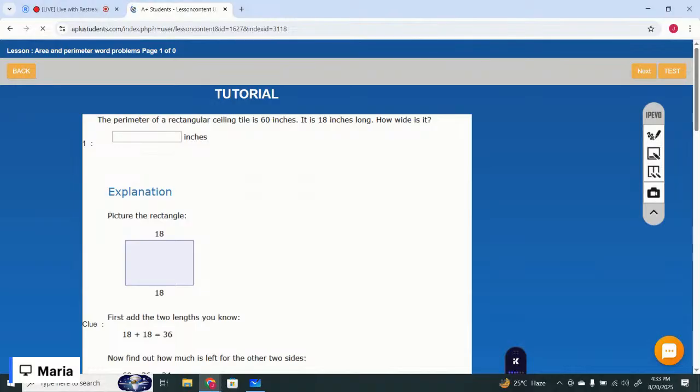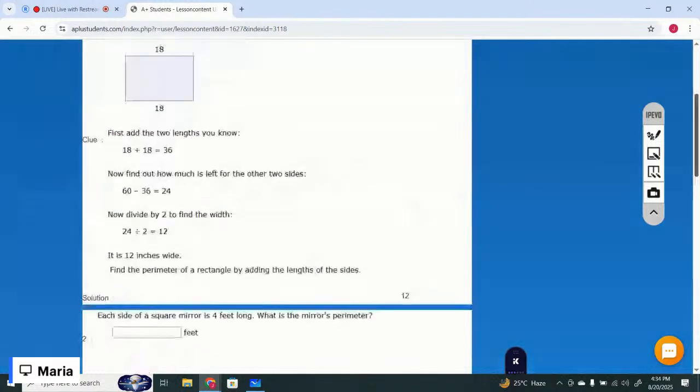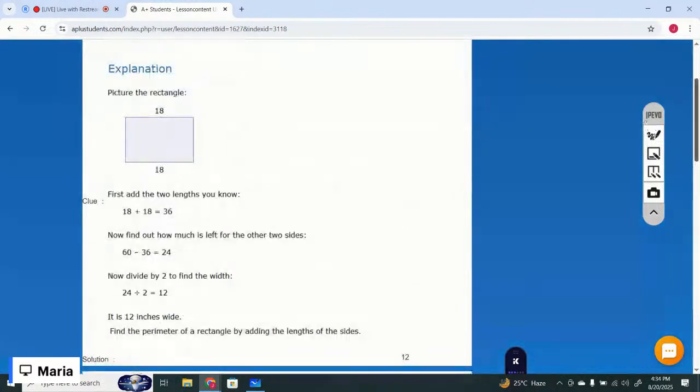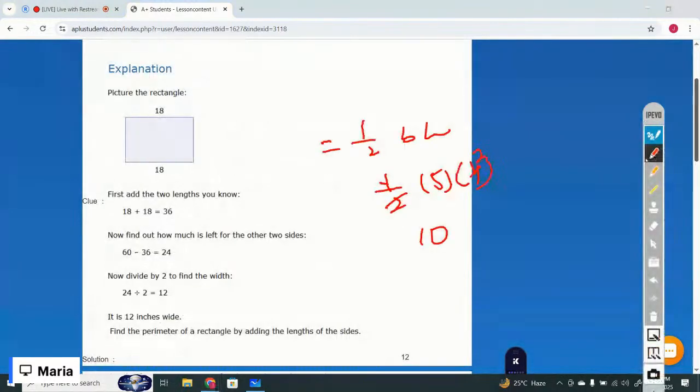The perimeter of a rectangular ceiling tile is 60 inches. It is 18 inches long. How wide is it? So we are given the perimeter, right? The perimeter is 60 inches and we are given the length of the rectangle. The length is 18, and opposite sides are equal in measurement, so the opposite side is also 18. You need to find the missing one.